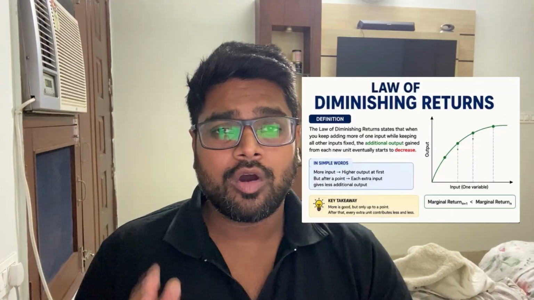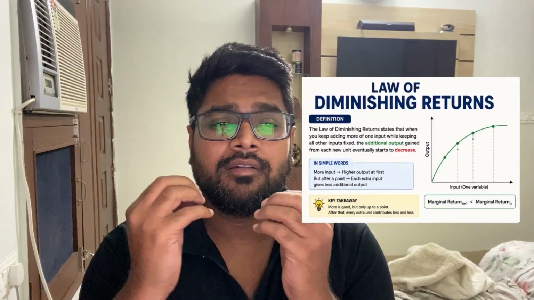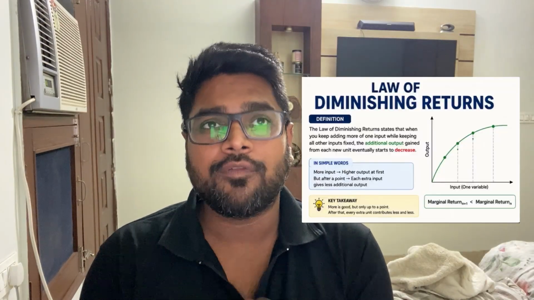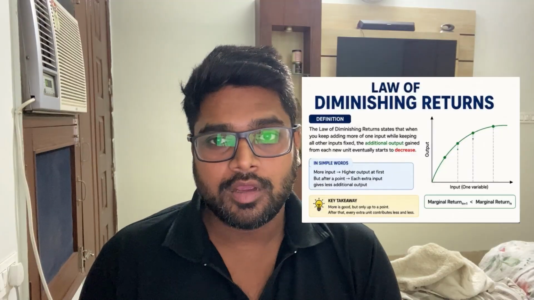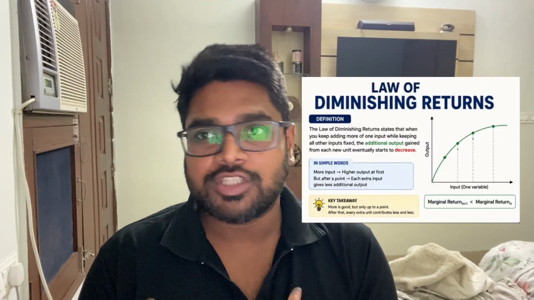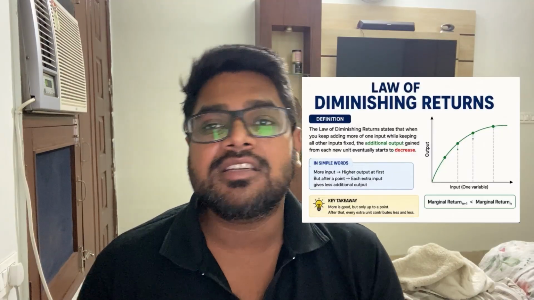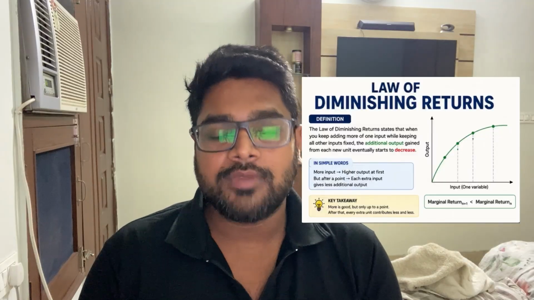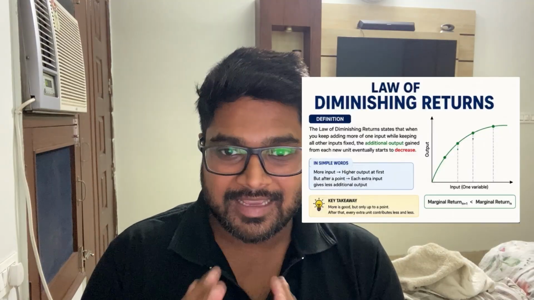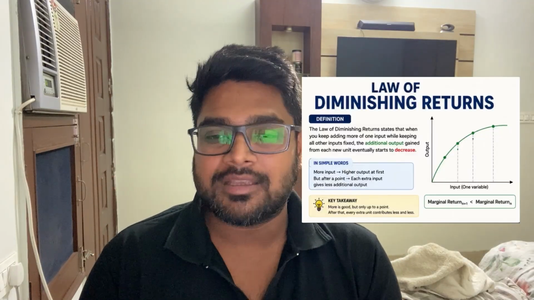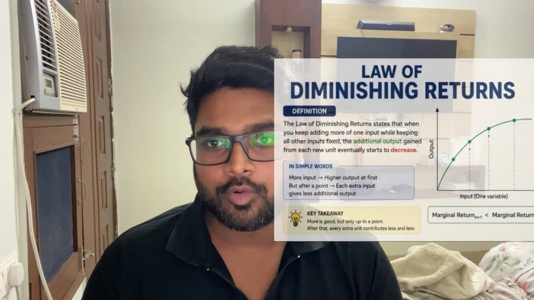Simply, the law tells you that when you keep adding more of just a single input to the whole mix without changing anything else, the additional output gained from each unit starts decreasing. Let's look at some examples to explain this a bit more.